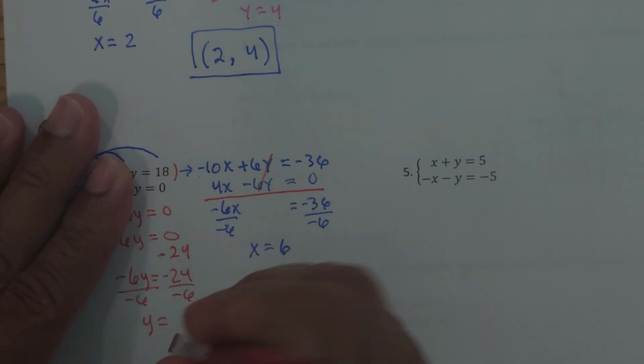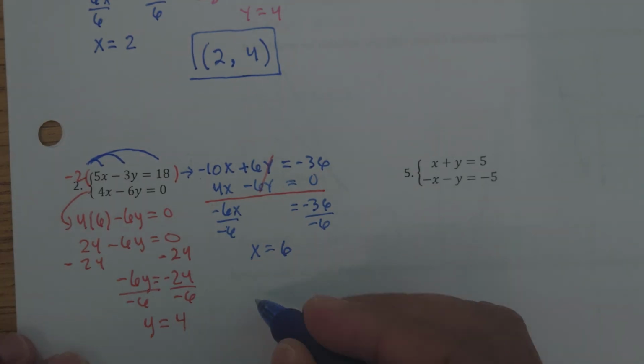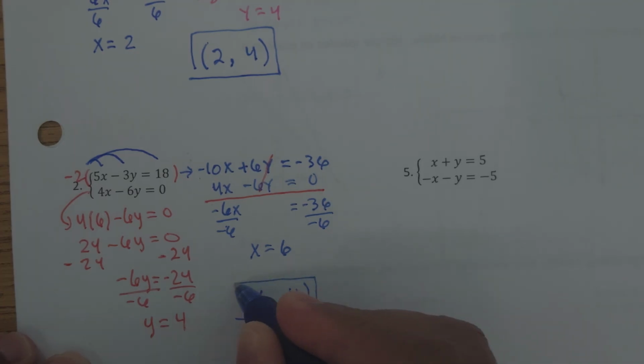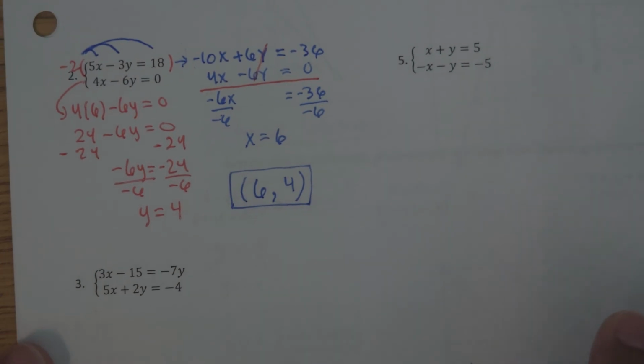6 goes into 24 4 times, right? So I'm glad I caught myself. Okay, so then the solution to this system is x is equal to 6 and y is equal to 4. And I apologize about that mistake. All right, so then example number 3.